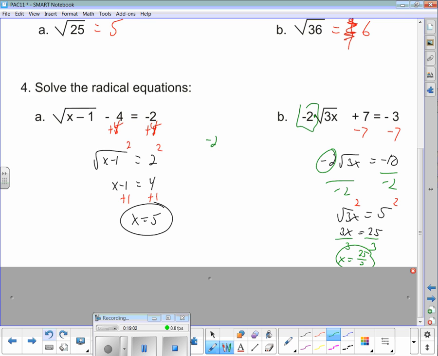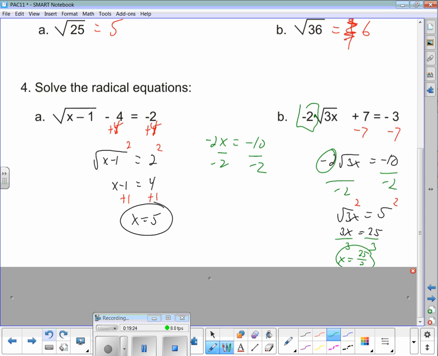Just like you would if you had a negative 2x equals a negative 10. To solve that equation, you'd either multiply both sides by the reciprocal, or you'd do the shortcut of dividing both sides by negative 2. No difference. Multiplied times a variable or multiplied times a radical. Does that answer your question?